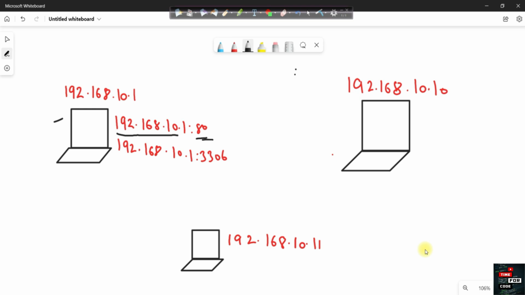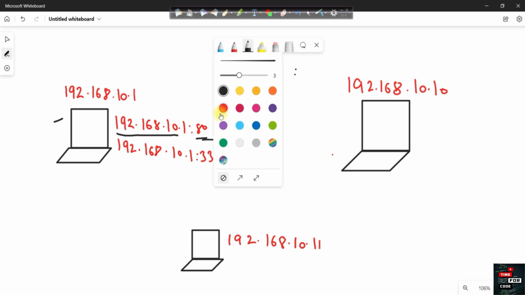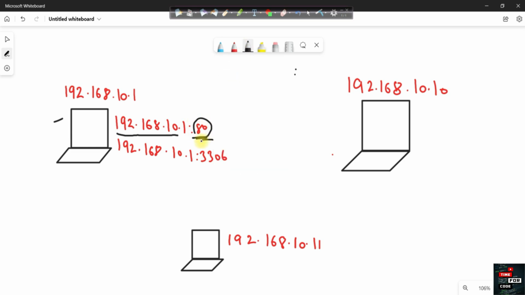Hello everyone. In this video, I am going to discuss the significance of socket. So what is the meaning of socket? Socket consists of two things: one is the IP address and the second is the port number. So what is the meaning of IP address? IP address is like a home address, and port number is like a service identifier.